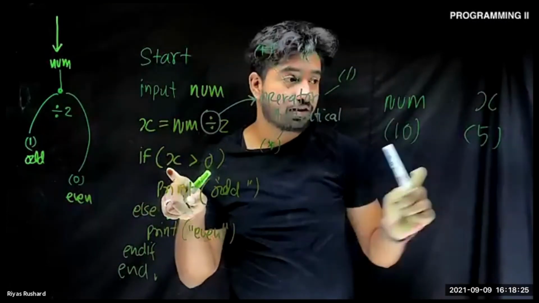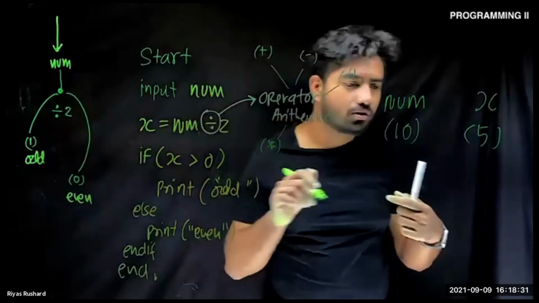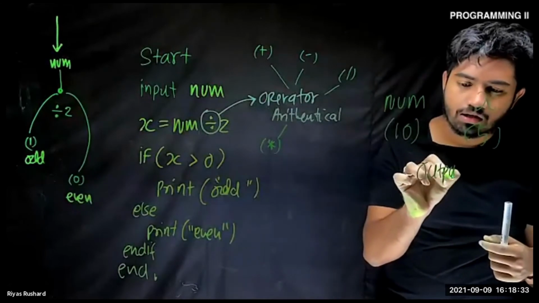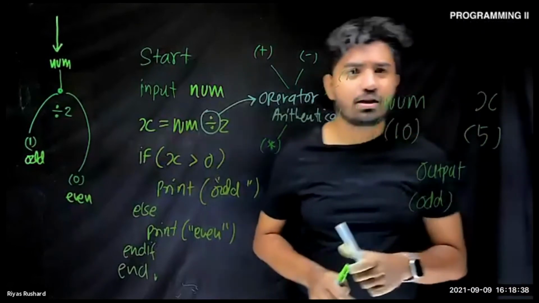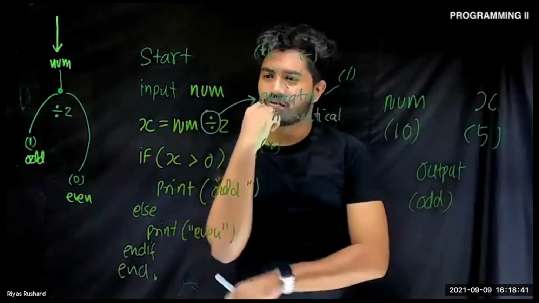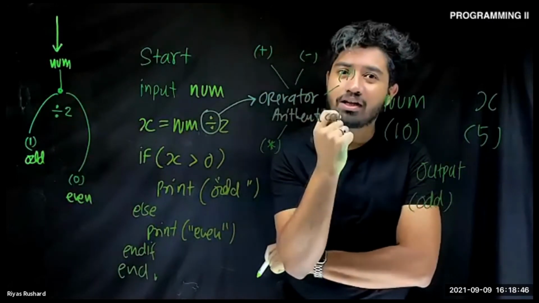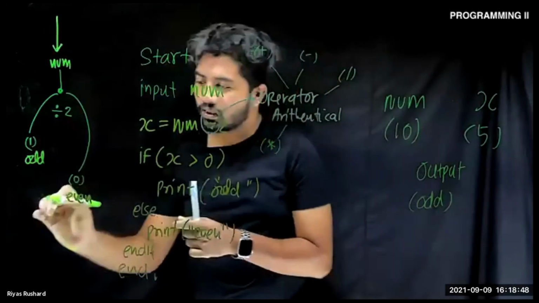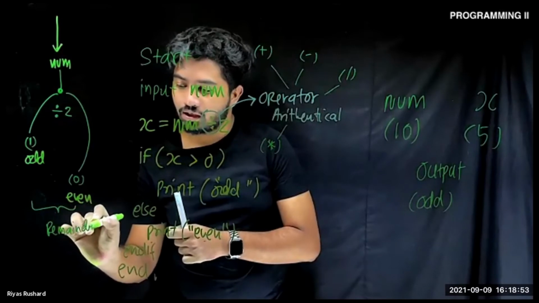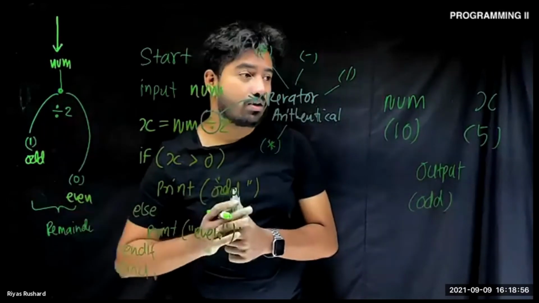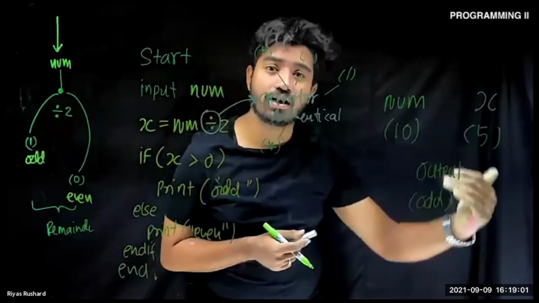Is 5 greater than 0? Yes. So what is the output? You're getting odd. But actually number 10 is an even number. So where are we making the mistake? Actually, it is not giving us the remainder, no? It can be 0 or 1 as a remainder. But here it is not the remainder. It's a division you have done. You can still further divide it.